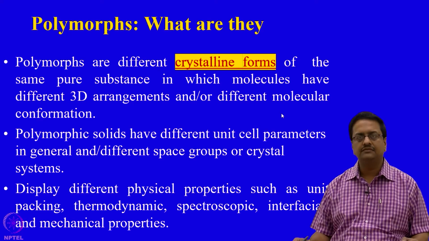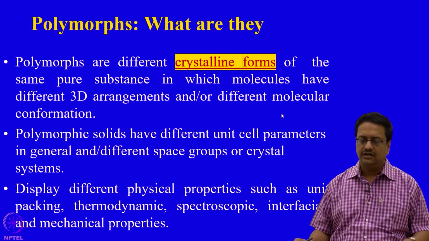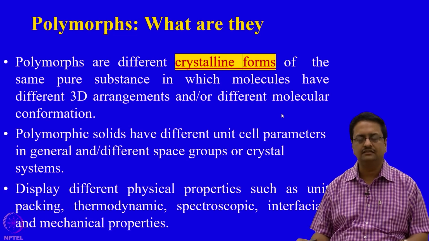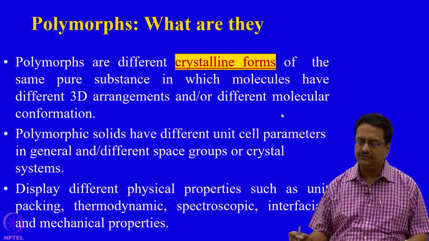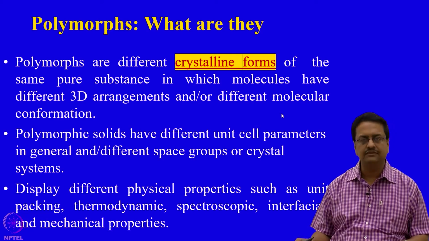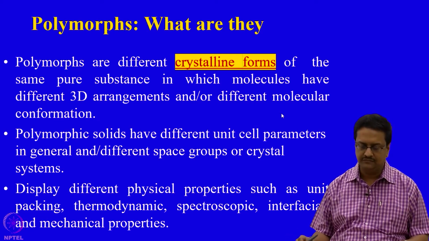So, polymorphs are different crystalline forms of the same substance in which molecules have different three-dimensional arrangements and/or different molecular conformation. So, polymorphic solids generally have different unit cell parameters, different space groups, and many times they may have different crystal systems as well.